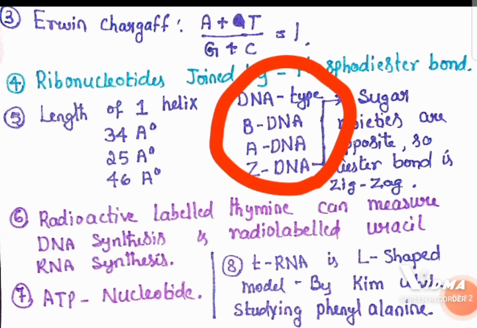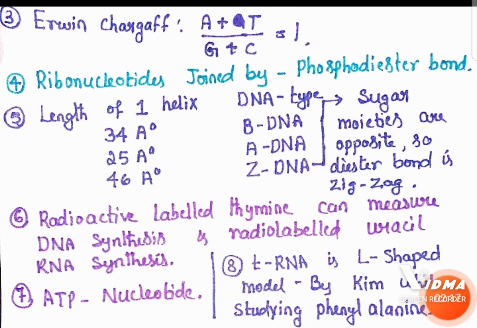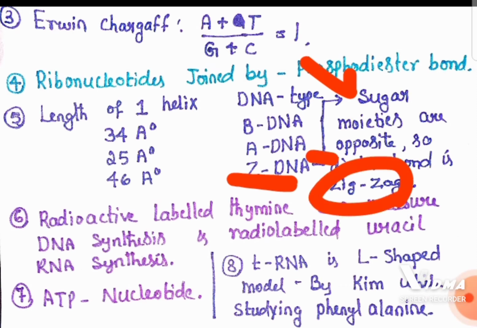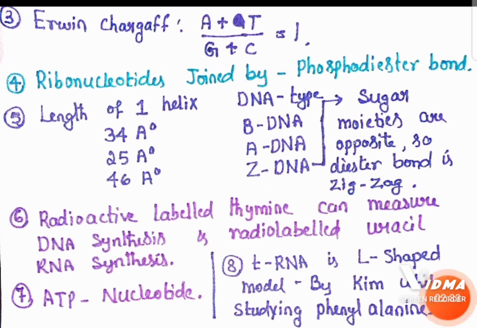These are the three types of DNA, B, A and Z, and the length of one helix turn in B-DNA is 34 Angstrom, A-DNA 25 and Z-DNA 46 Angstrom. In Z-DNA the sugar moieties are opposite, so the phosphodiester bond will be in zigzag form in Z-DNA. To measure DNA synthesis, we can use radio labeled thymine, and to measure RNA synthesis, we can use radio labeled uracil. Remember that even ATP is a nucleotide.